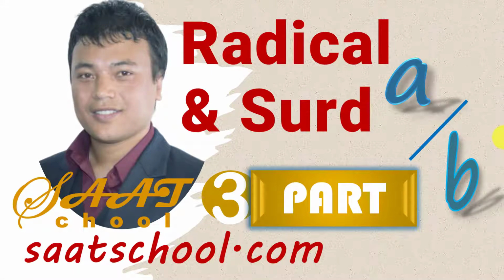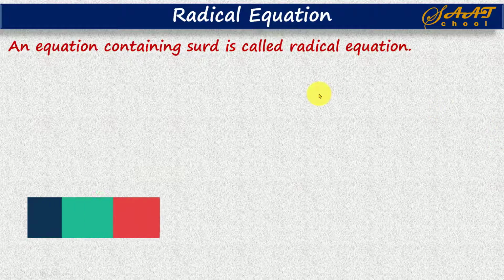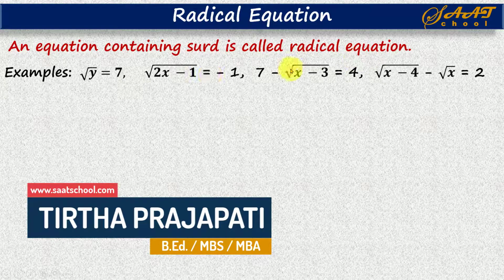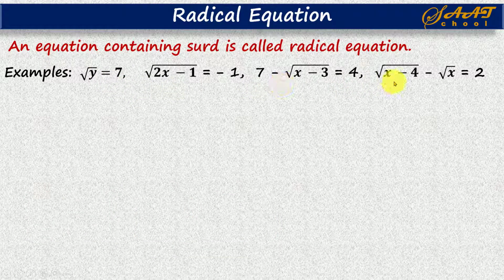Now let's get started. Here, a radical equation. Any equation which contains a radical is called a radical equation. Here are some examples. So we have four examples: 1, 2, 3 and 4.